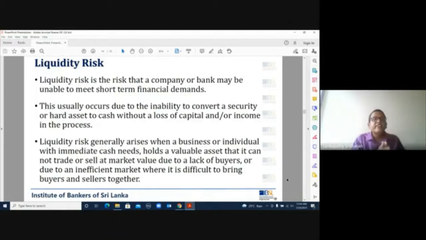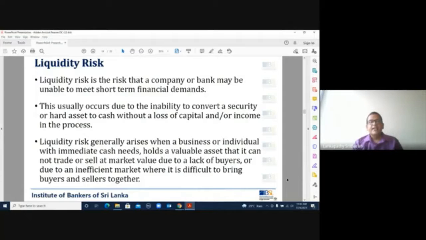So liquidity risk is a risk that a company may be unable to meet short-term financial demands or obligations. This usually occurs due to the inability to convert a security or hard assets to cash without a loss of capital or income in the process. What does it mean?